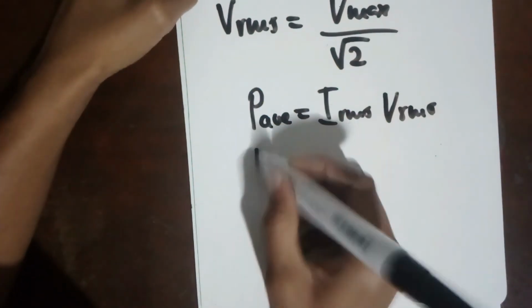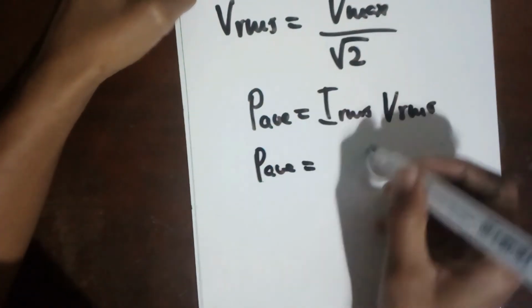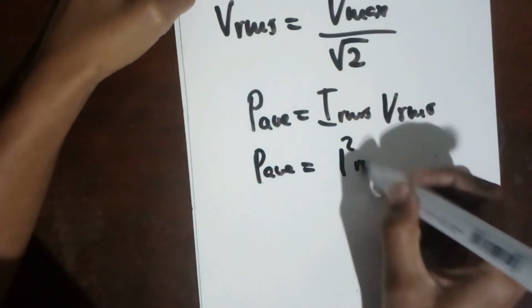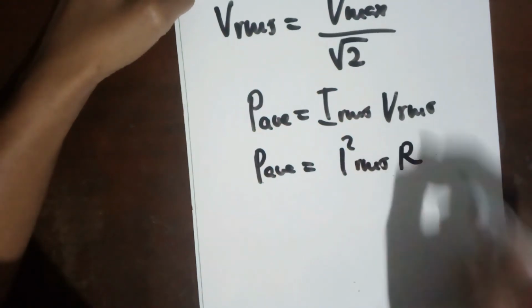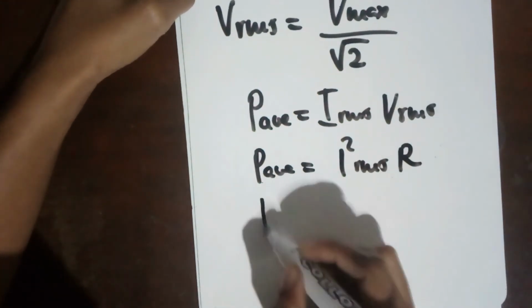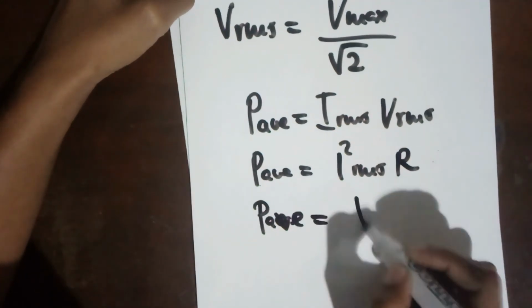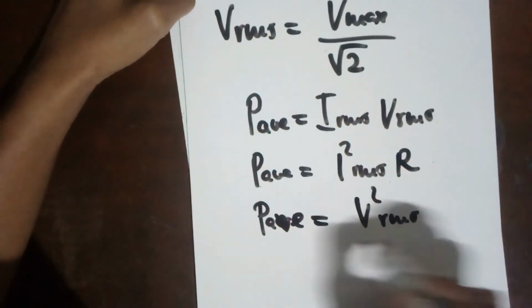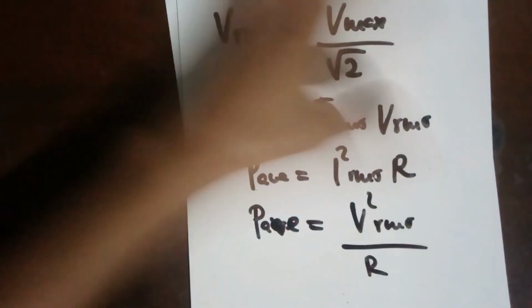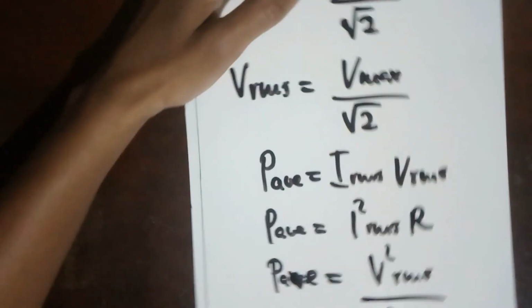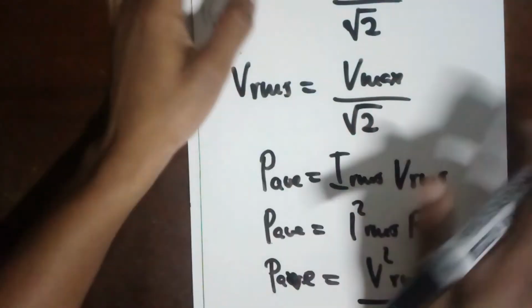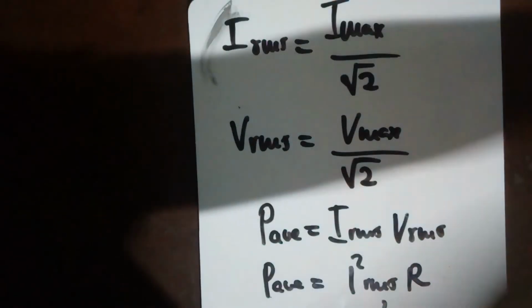P average can also be given by I squared RMS multiplied by the resistance. Another formula there, P average will be given by V squared RMS divided by R. So you have to know how to use this. They are quite simple, quite straightforward. It's always just a matter of substituting correctly.